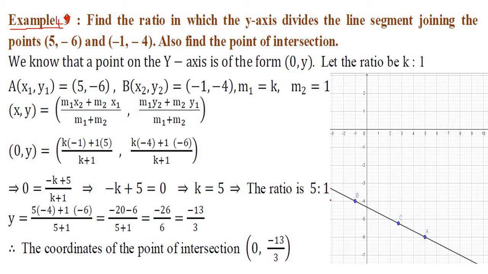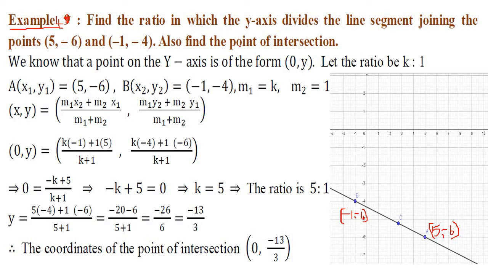The point A is (5, -6). So this is the point (5, -6). And the point B is nothing but (-1, -4). This is the point B.